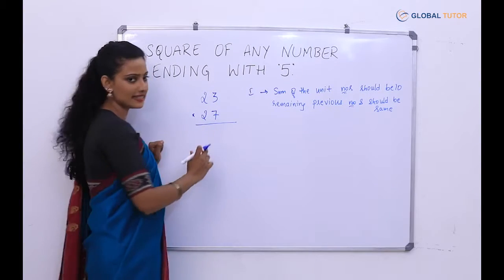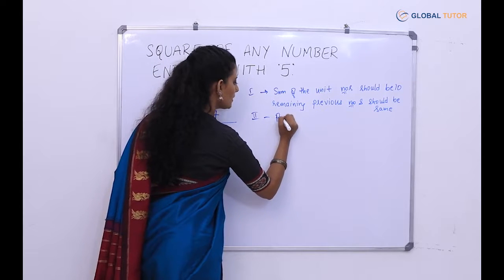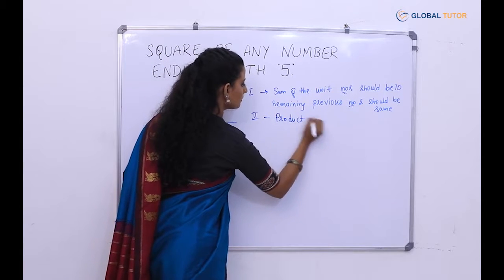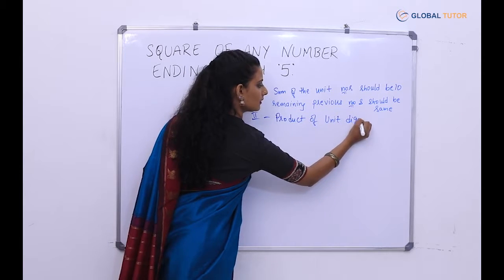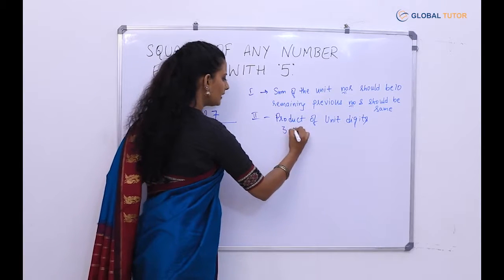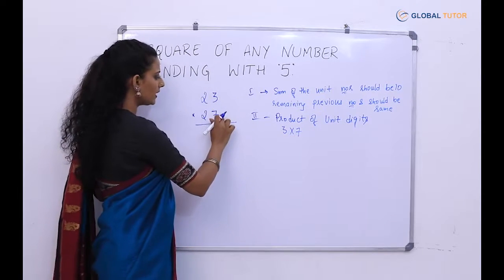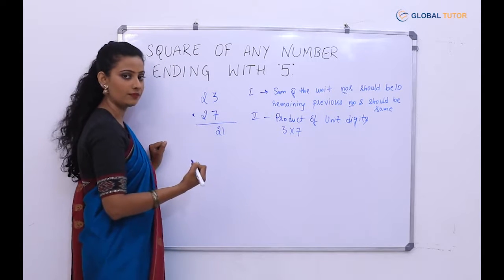So what is the second step? The second step is the product of unit digits. What are the unit digits here? 3 and 7. So 3 into 7 will be 21. So you write that here.